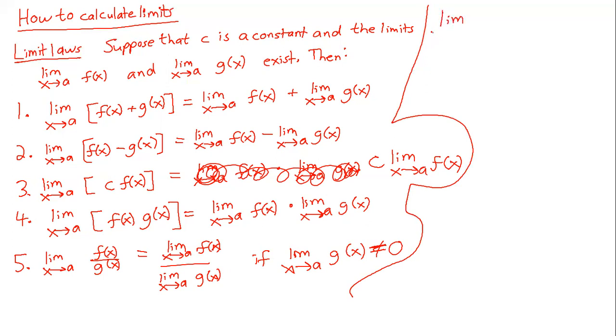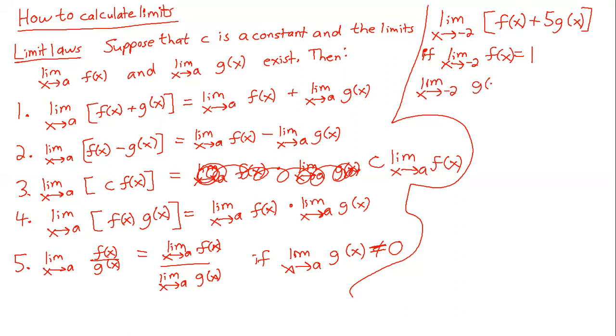So here's an example. The limit as x goes to -2 of f of x plus 5 g of x. And let's say that we know what's true about the limits for f of x and g of x, because that's part of what's required for this statement, that the limit as x goes to -2 of f of x exists and is equal to 1, and that the limit as x goes to -2 of g of x exists and is equal to -1.